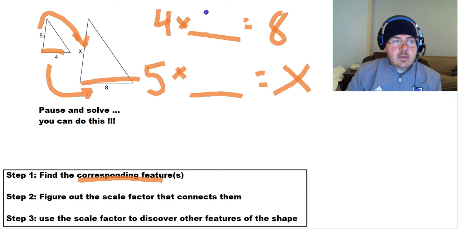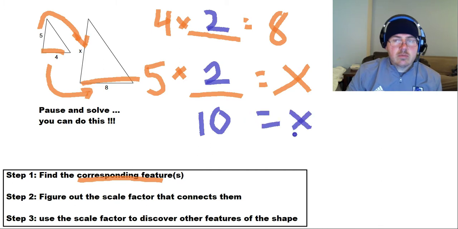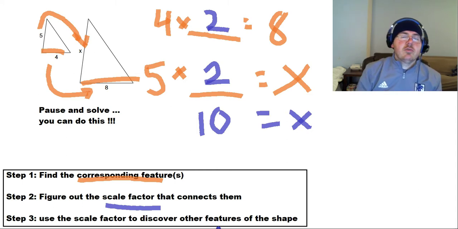So 4 times 2 is equal to 8. Therefore, 5 times 2 equals x. 5 times 2 is 10. So I guess x is equal to 10. That's using the scale factor. If you got it right, great job.